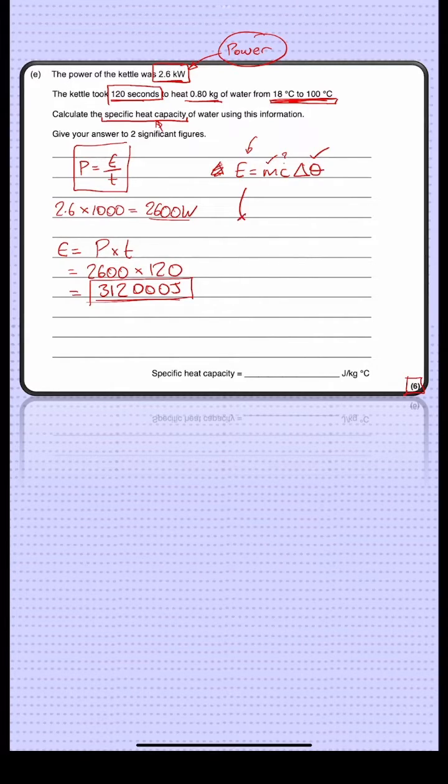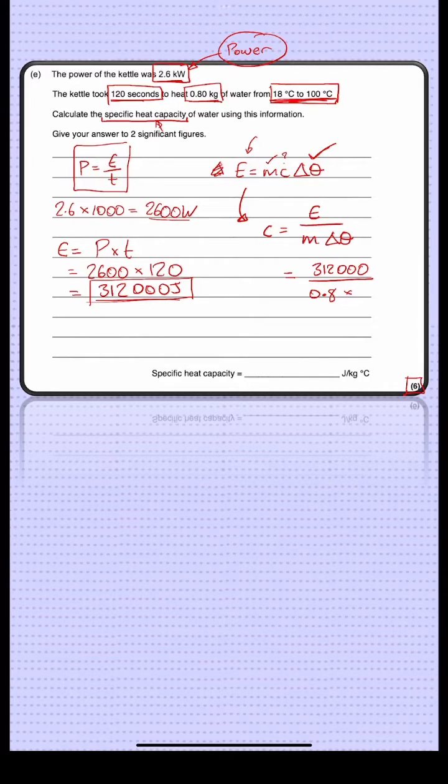So our first job is to rearrange this equation to make specific heat capacity the subject. So C is equal to energy over mass times change in temperature. So let's sub everything in. We've got 312,000 at the top. At the bottom, we are going to put our mass in, which is 0.8, times our temperature. Remember, this delta T is our temperature change, so it's our temperature going from 100 to 18 degrees.